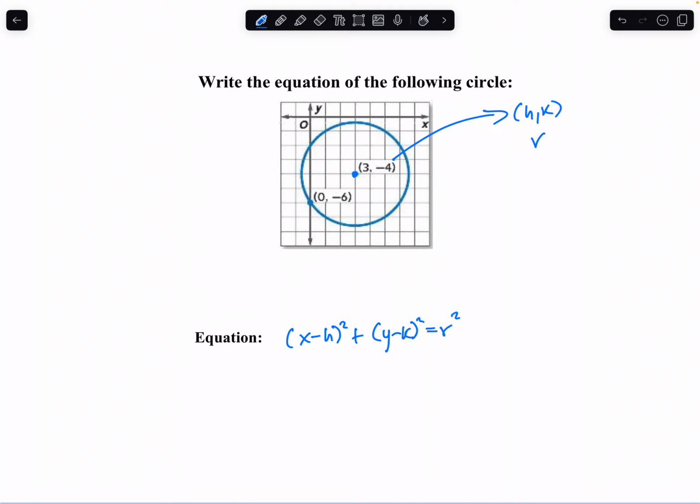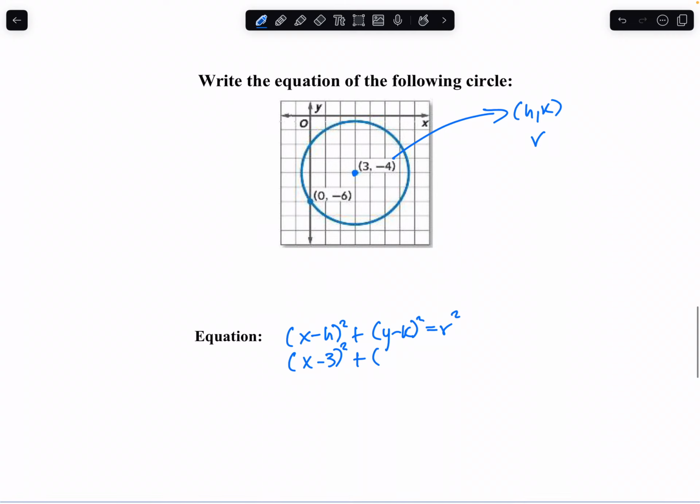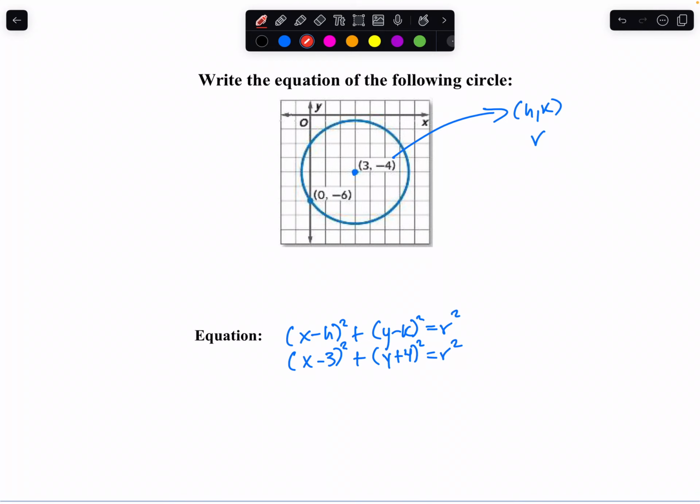So we can already plug in this portion of the equation. We can have x minus 3 plus, now y minus -4 should change it to y plus 4. We just need to figure out what this radius is in order for us to be able to square it. So by looking at this, I can see that if I count up 1, 2, 3, it goes a little bit more than 3. 1, 2, 3, and some. I don't want to assume that this is 3.5. I don't know if it's 3.6. I don't know what decimal that is.